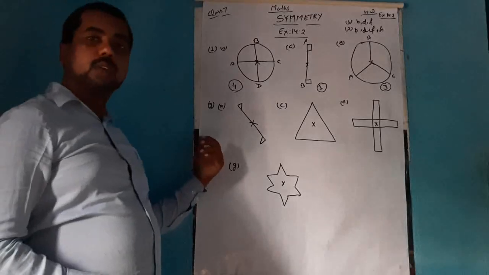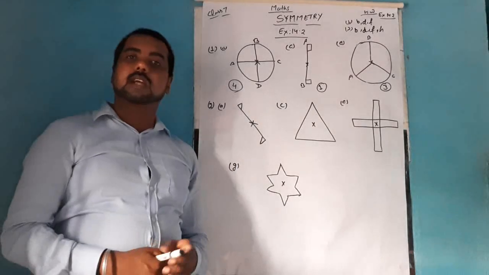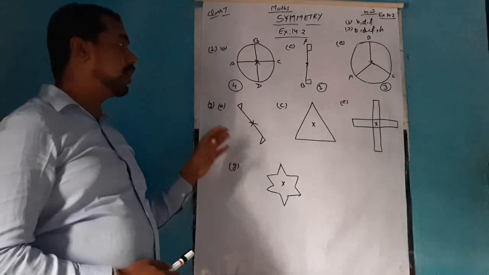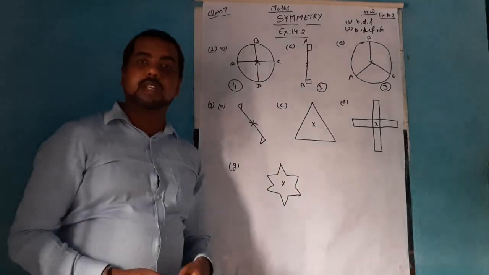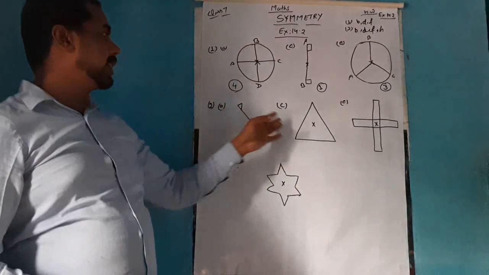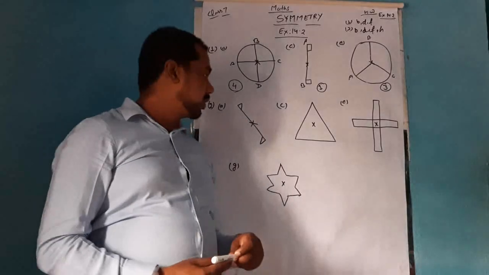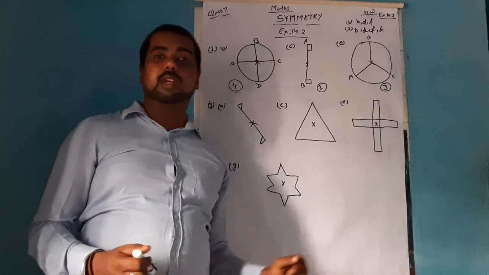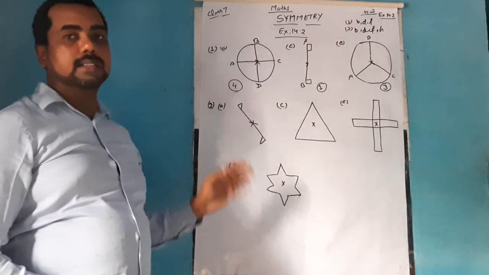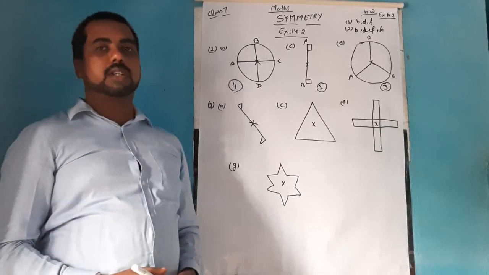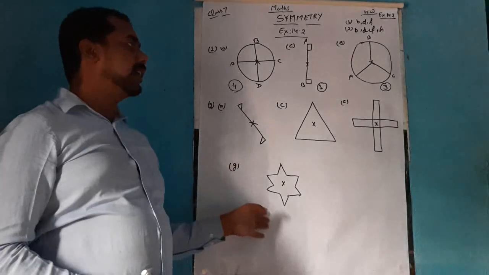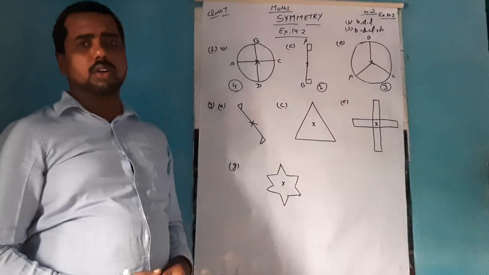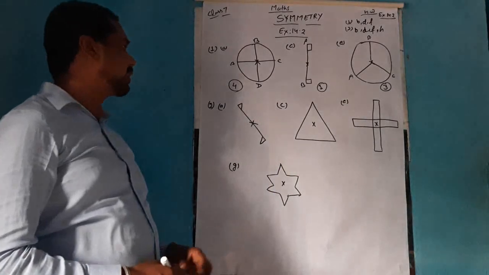Now coming to the second question. The second question says that you have to find out how many orders of rotational symmetry are present in the figures for parts A, C, E and G. The fixed point is already given there. The center of rotation of that particular object is given there. Now we need to find out what is the order of rotational symmetry of these particular objects?